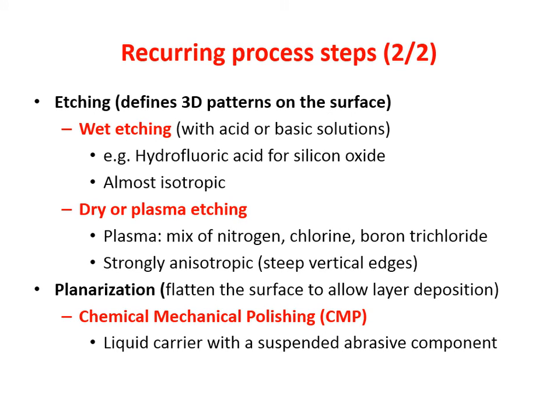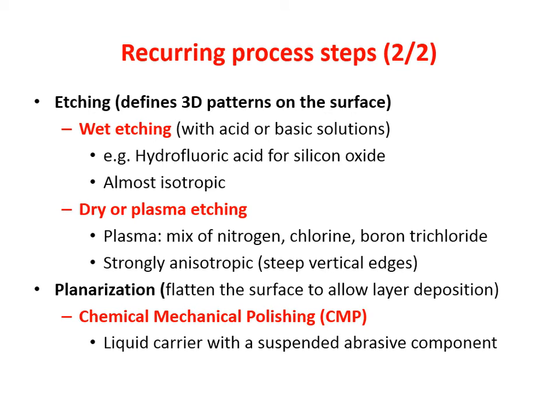Okay, then the other two most important processes are the etching and the planarization. The etching is what we have seen before. You need to define the patterns on the surface of the different layers, 3D patterns, so patterns with a depth. And there are two types of etching, the wet etching and the dry etching. The wet etching is the simplest type of etching. You essentially use an acid or basic solution in order to dissolve the material that you have deposited and that you want to remove. So, for example, if you want to remove silicon oxide, you use a solution of hydrofluoric acid, and for each type of material that you want to remove, you have the proper solution that can wash and dissolve the material.